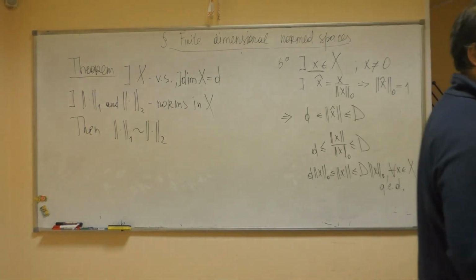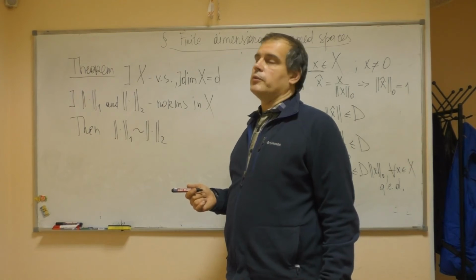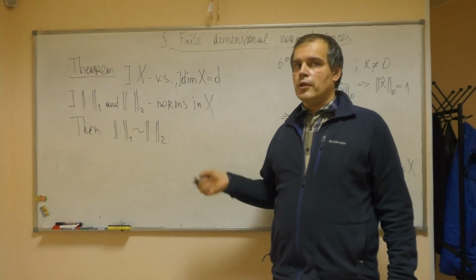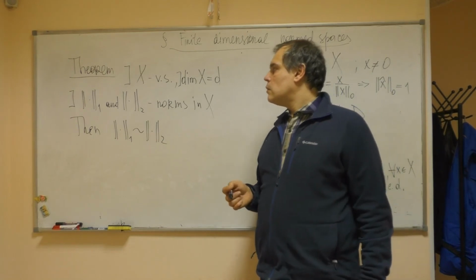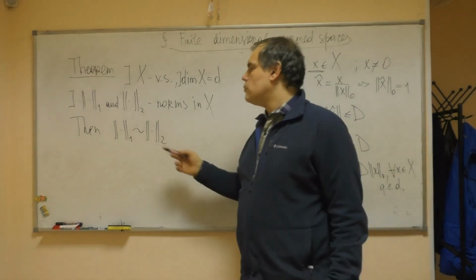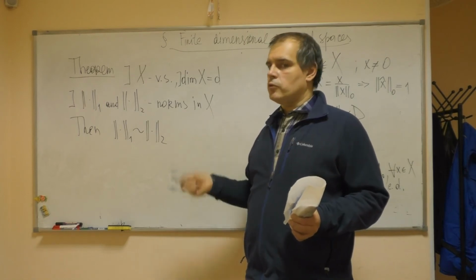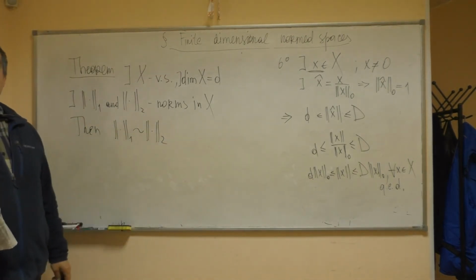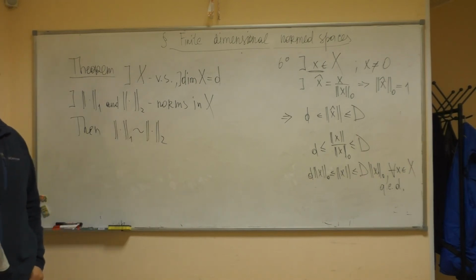Please try to prove this theorem yourself using the lemma. We will discuss it during our meeting, and I need to say what equivalence of norms means. Equivalence of convergence. So if a sequence converges in one norm, it also converges in the other equivalent norm to the same limit.